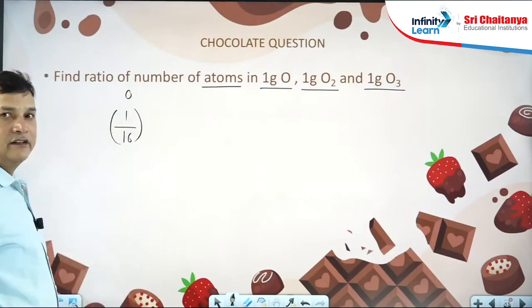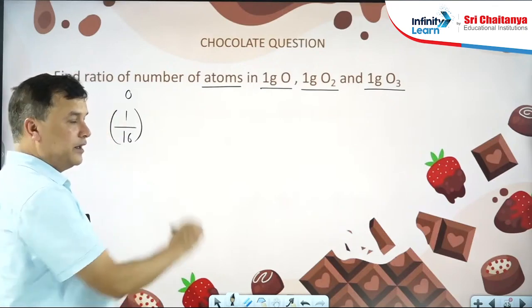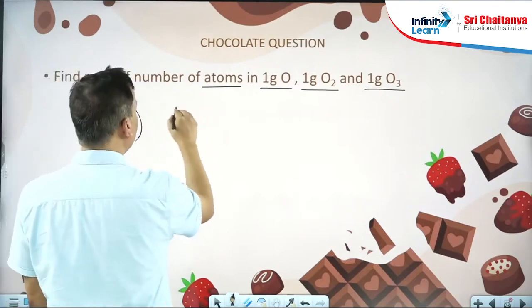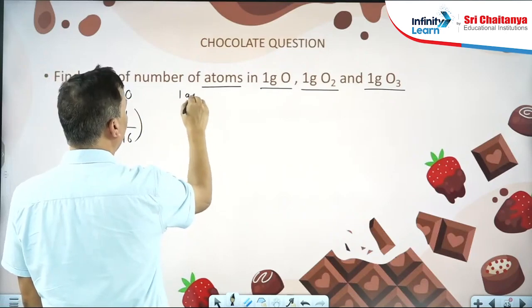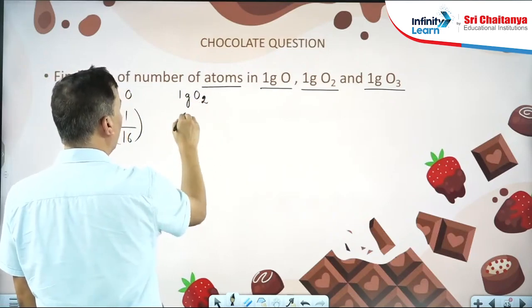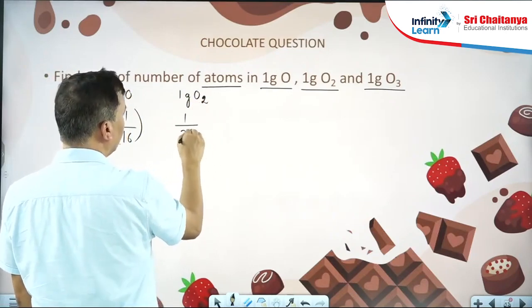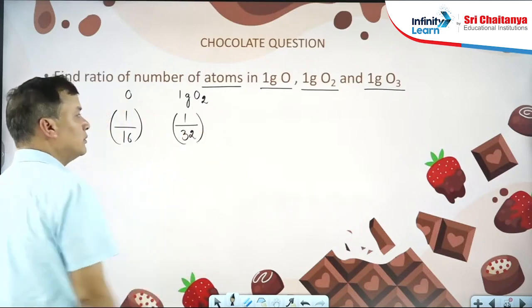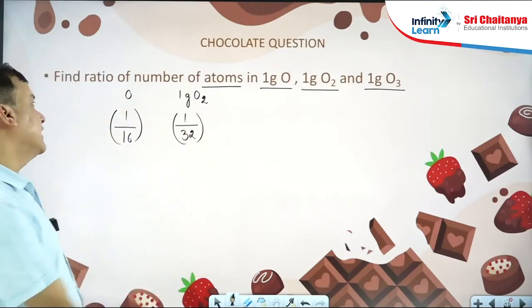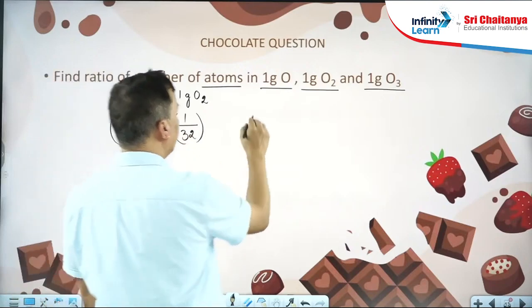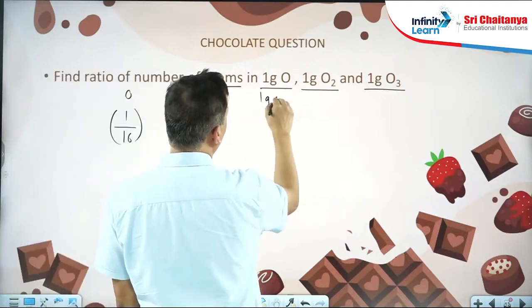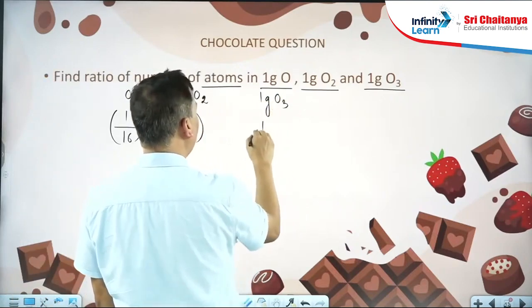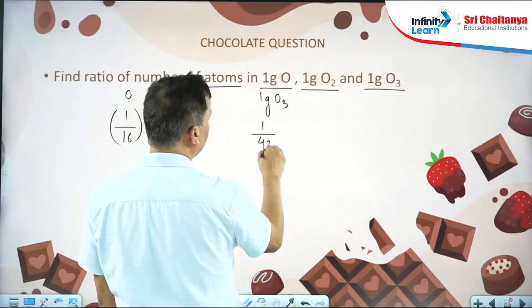Please tell me what these are. These are the number of moles. Here is 1 gram of O2, so 1 upon what? Now we have to divide by 32. These are the number of moles. Here is 1 gram of ozone, so here is 1 upon 48.